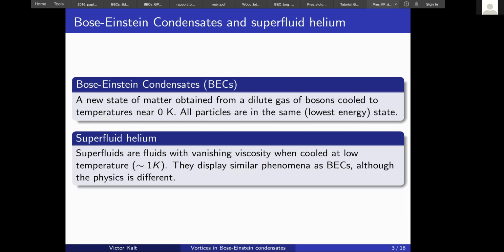Another type of quantum fluid with a different physics but similar phenomena is superfluid helium. Superfluids are fluids with vanishing viscosity when they are cooled at low temperatures of around 1 Kelvin. The physics is different, but those types of quantum fluids can be modeled in the same way.